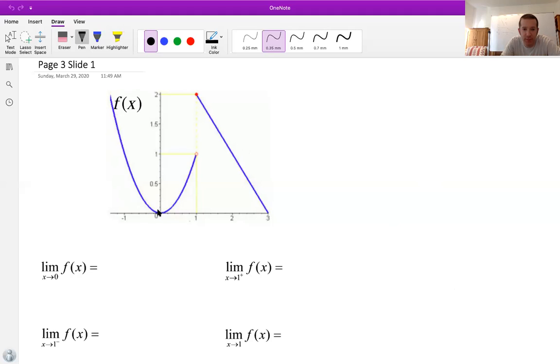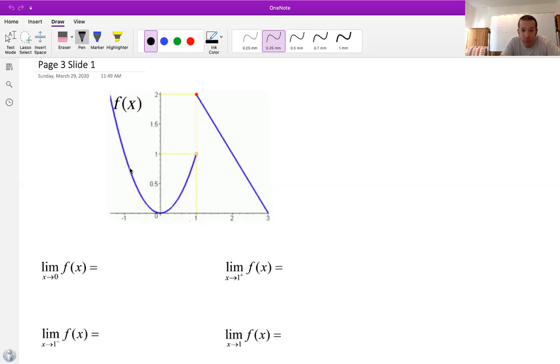It's like a piece of a parabola, it kind of looks like maybe y equals x squared, and then a straight line. But there's a jump here at x equals 1, which means you're almost certainly going to ask us to find the limit when x is 1. But either way, we can look. Limit as x approaches 0 of f of x.